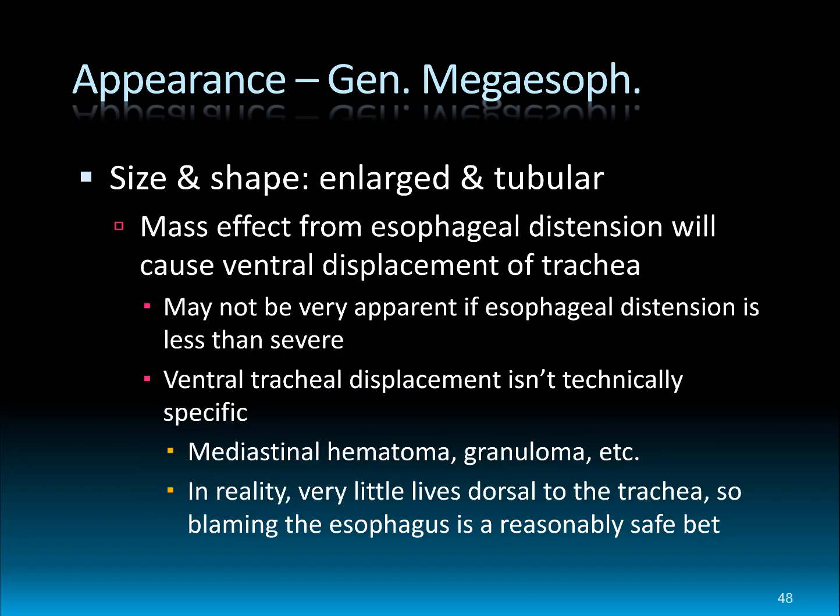That giant esophagus is going to shove other organs around, so most commonly we'll see ventral displacement of the trachea as long as the distension is severe enough. Other things can do that, so it's certainly not a specific finding, but it will be one of your helper findings to make your diagnosis.